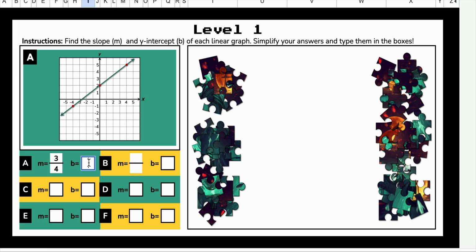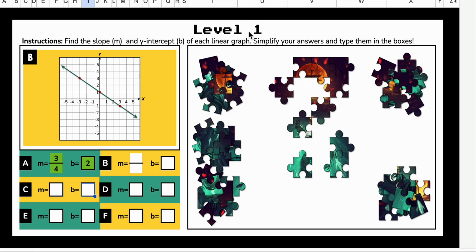And for B, that is your y-intercept, and that's where the line passes through your y-axis. That's at +2, so I just put 2, and then click anywhere, and if it's correct, they will both turn green, and the puzzle will arrange itself.